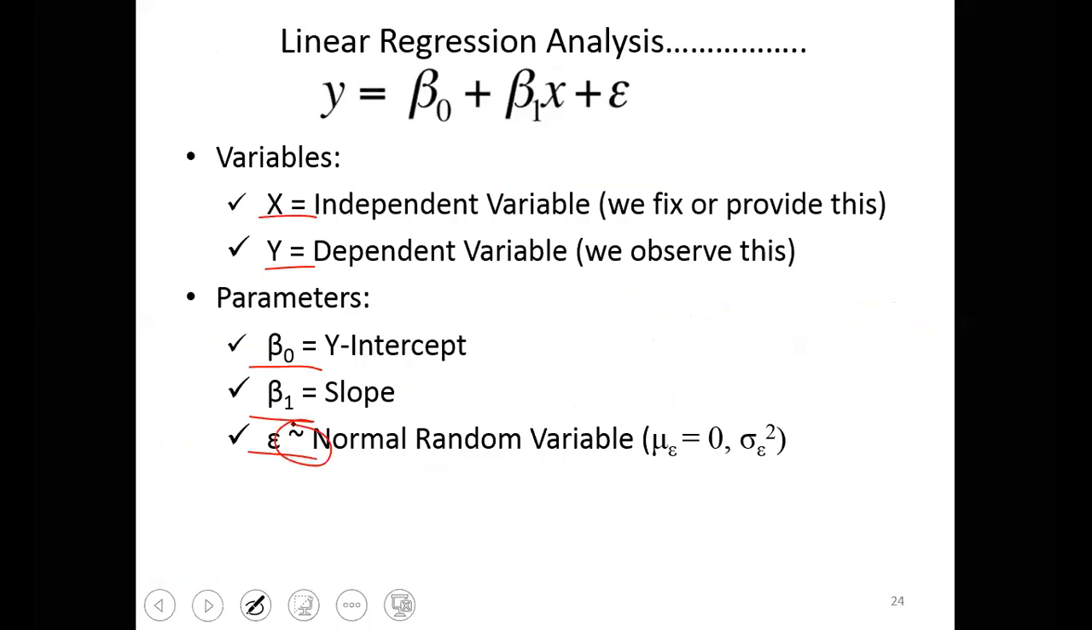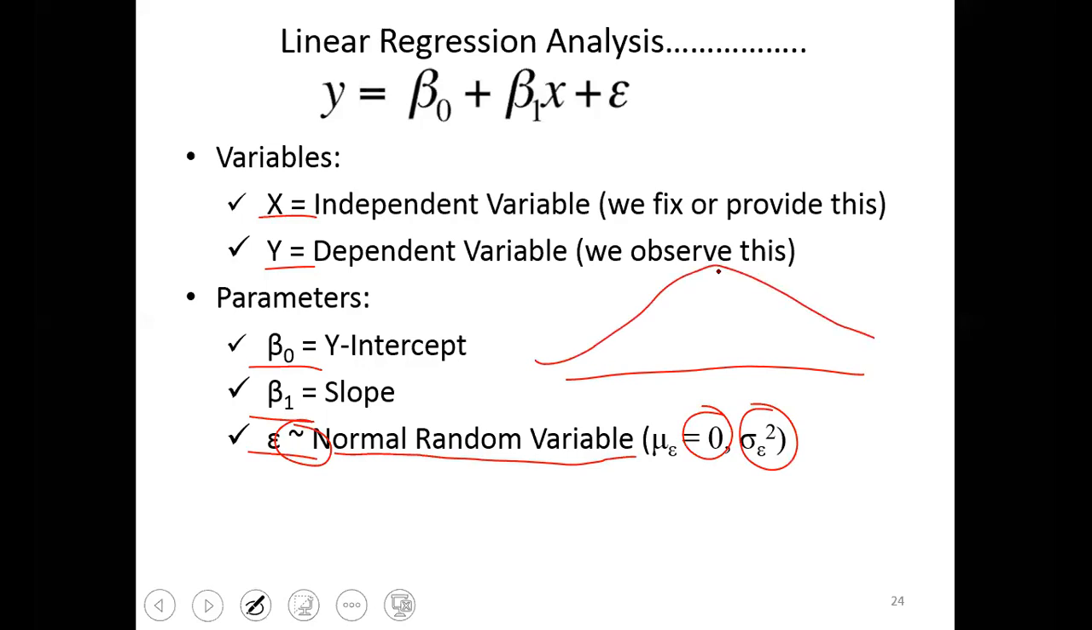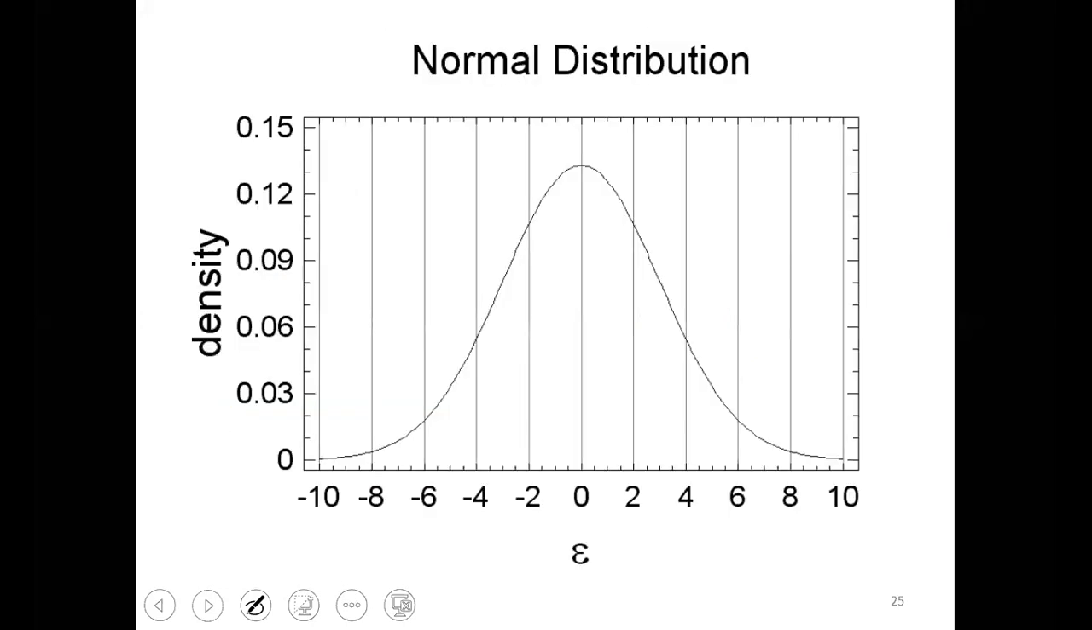The error is a random variable, normally distributed, with a mean of 0 and variance of sigma square. So when you talk about the distribution of error, it has to have a mean of 0 and error variance sigma e square. That is the assumption that we make, but we want to predict these two, beta naught and beta 1 values.